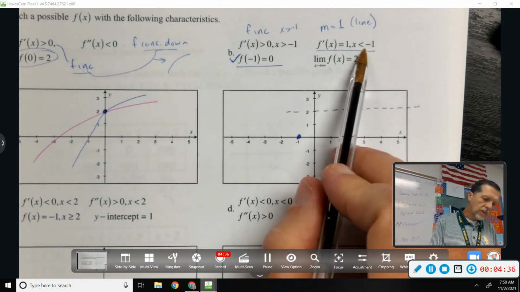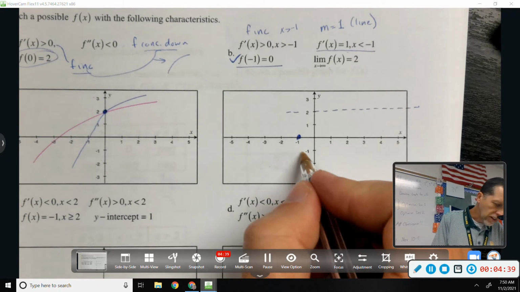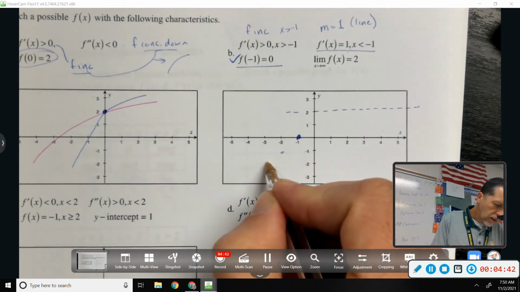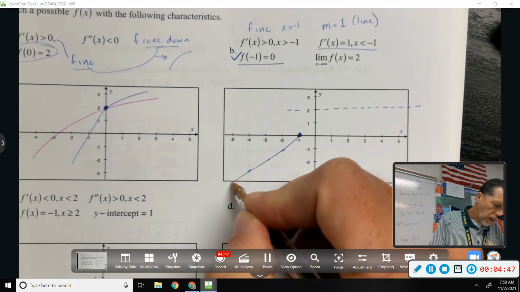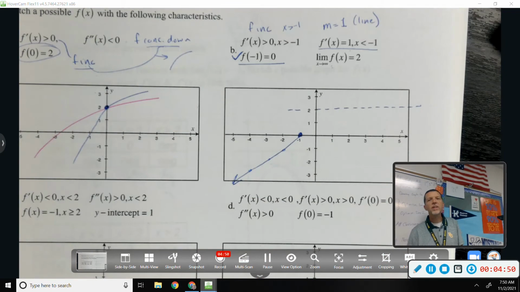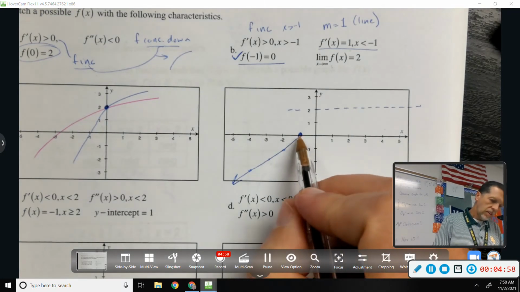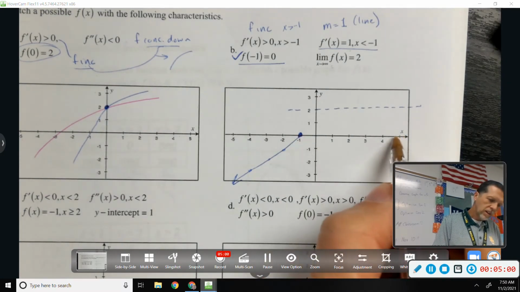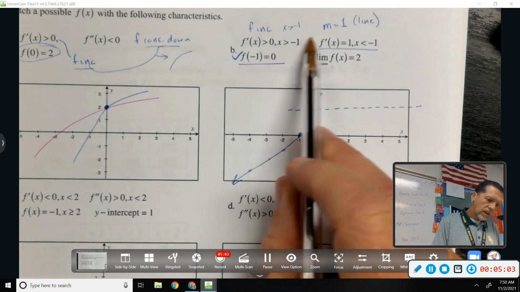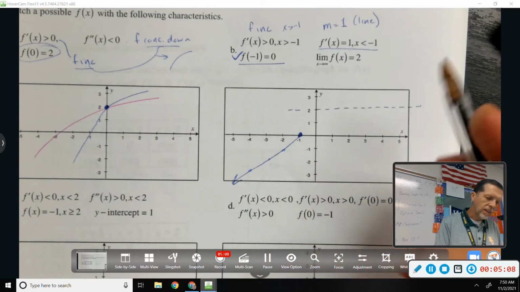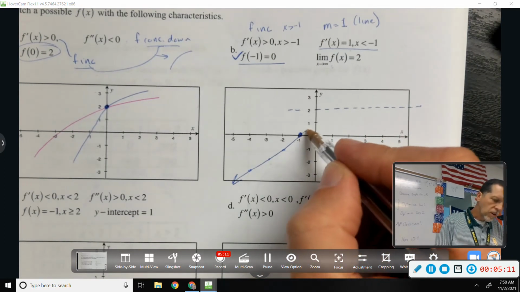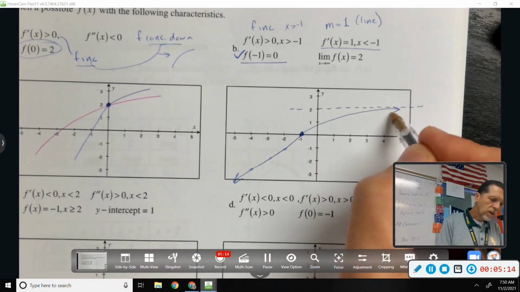Alright, so left of -1, I have a line with slope of 1. So that's supposed to be a straight line right there with slope of 1. And then right of -1, it doesn't really say anything other than we're approaching 2. So I guess I'll just sort of approach 2 like that.